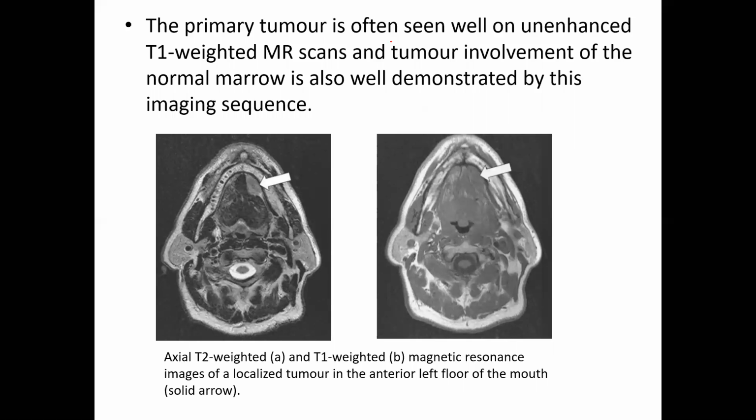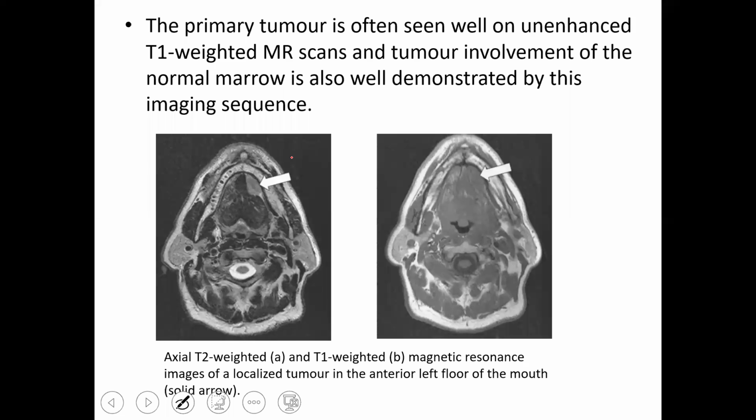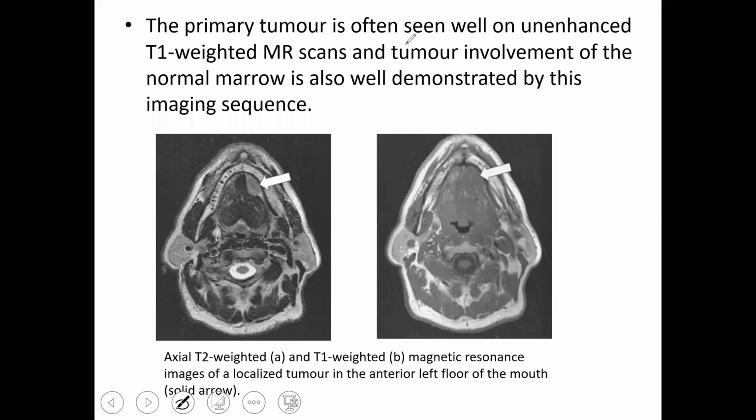The primary tumor is often seen well on unenhanced T1 weighted MR scans, and tumor involvement of the normal marrow is also well demonstrated by this imaging sequence. So as you could see here, the primary tumor is seen well on unenhanced T1 weighted MR scans, and tumor involvement of marrow is demonstrated.